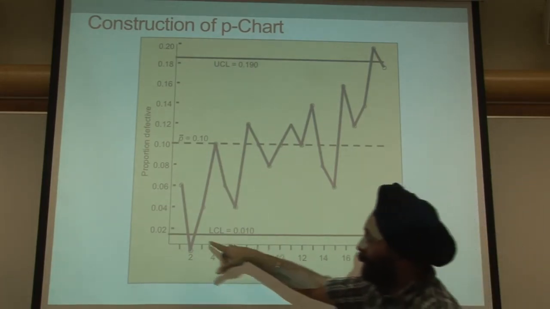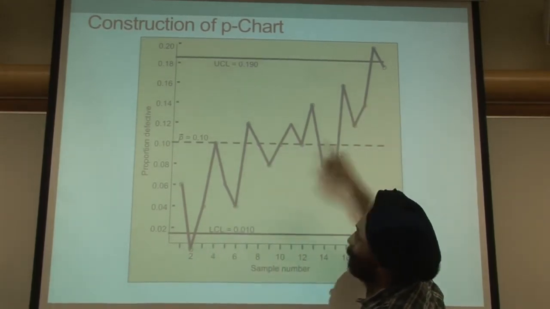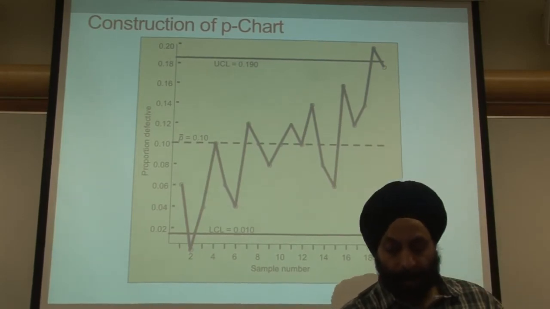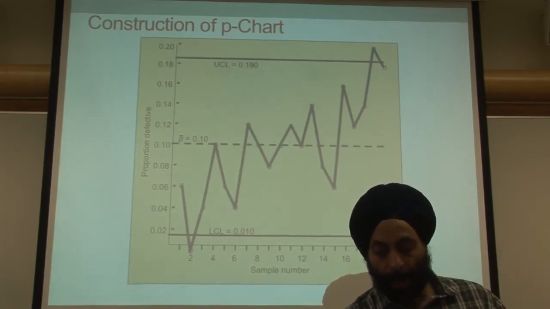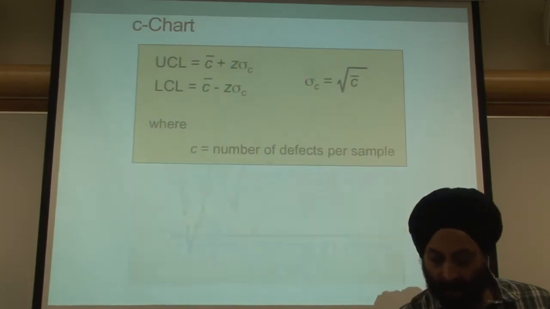So you can see this is not representative of the sample, and the second to last one as well. So it's definitely not in control. It has to be remedied. Let's look at an example of a C chart.